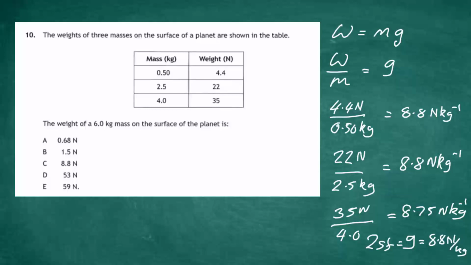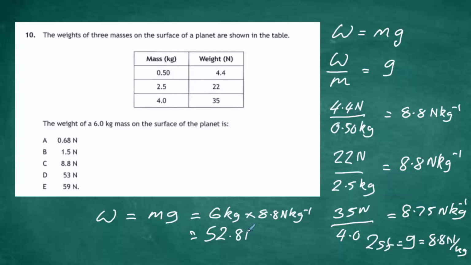So now we've got g, we can find the weight of any object on that planet. So the mass of 6 kilograms will give us a weight as follows. Weight equals mg, which is going to equal the mass, 6 kilograms, multiplied by the gravitational field strength we've just found out, 8.8 newtons per kilogram. So the answer to that is going to be equal to 52.88 newtons. Working to 2 significant figures, that would give us a weight equal to about 53 newtons. So our answer to this question has got to be D.